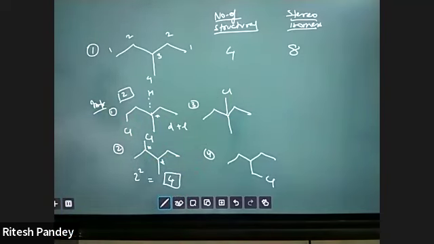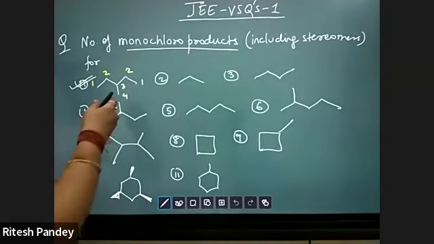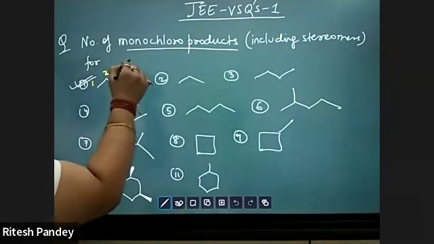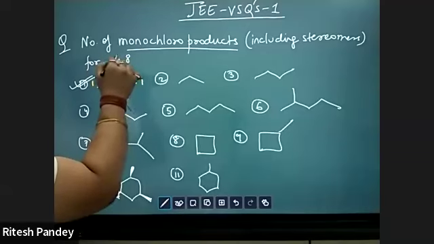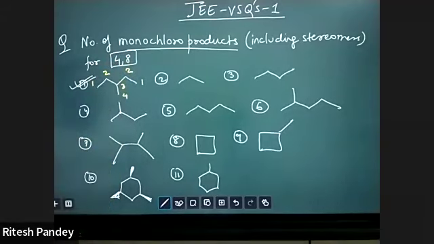Let's move to question 2. But before that, I want to move to the first page and acknowledge this to be having 4 structural and 8 stereoisomers. Question 2.